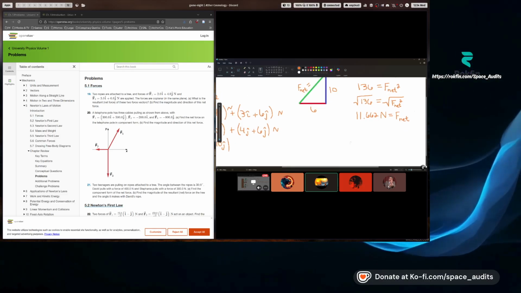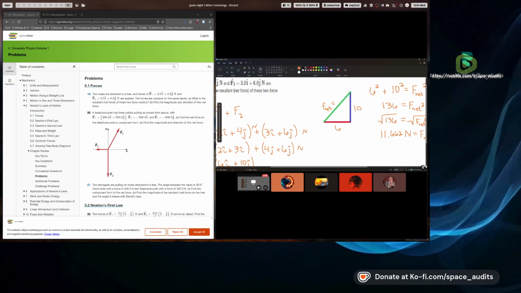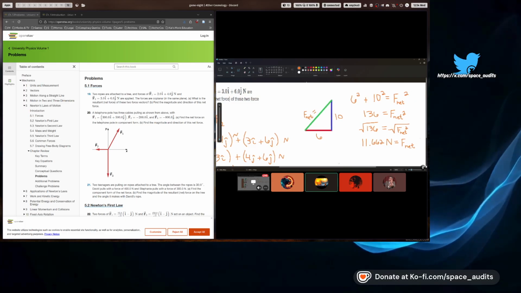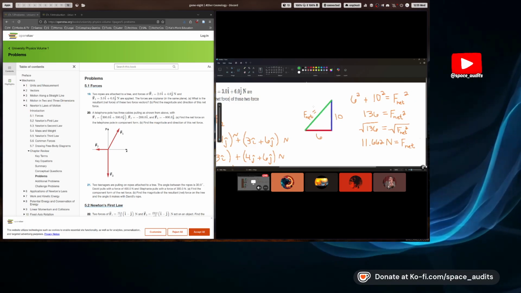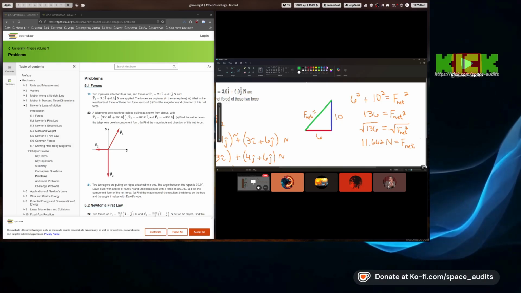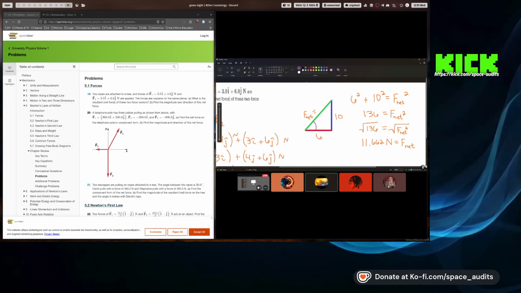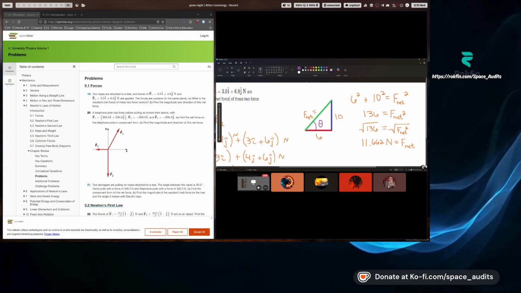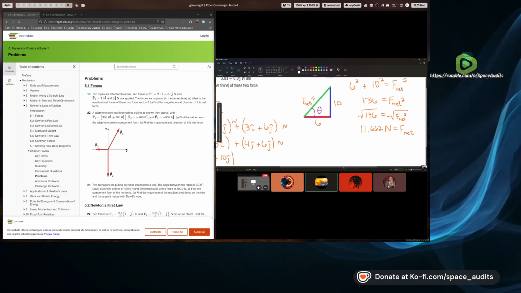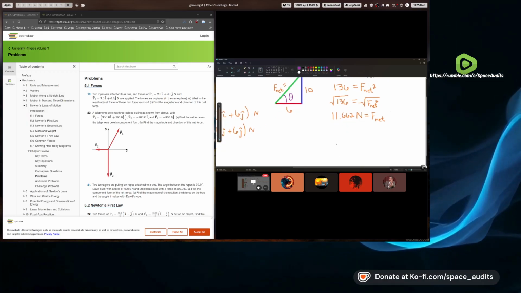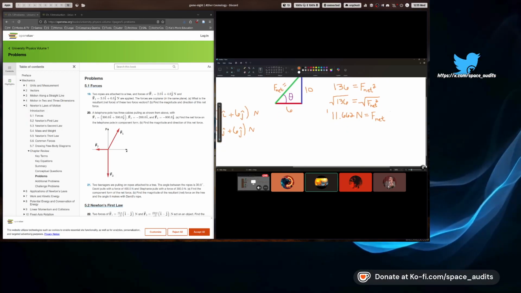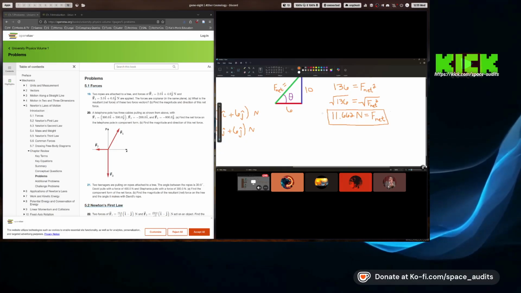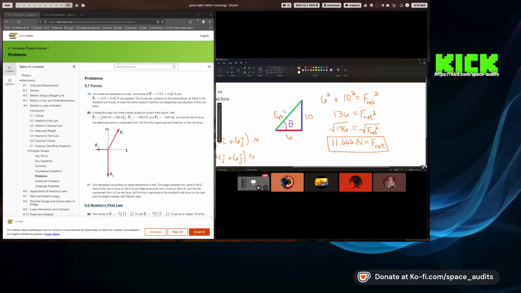Now, the other thing I need is the direction, right? I need this angle theta. So I've got my magnitude, but I need the direction.